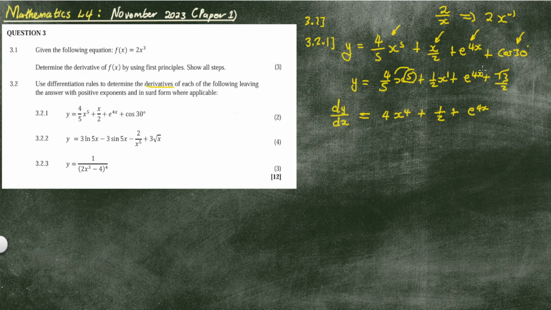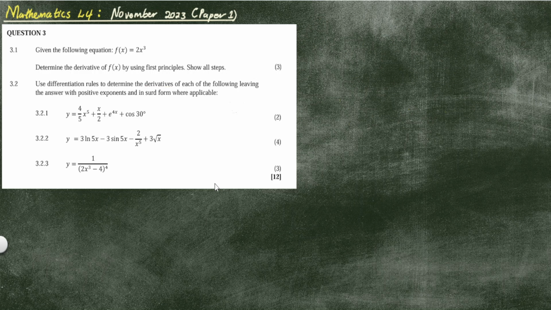So the derivative for this as a whole stays the same. Then taking the exponent and differentiating it, what is the derivative of 4x? It's just 4. So you also need to put 4 next to the e, plus 0. So this is the final answer.